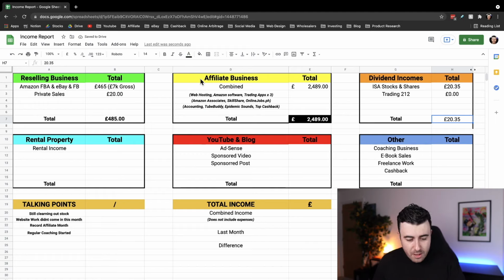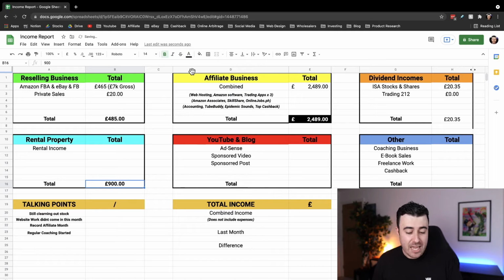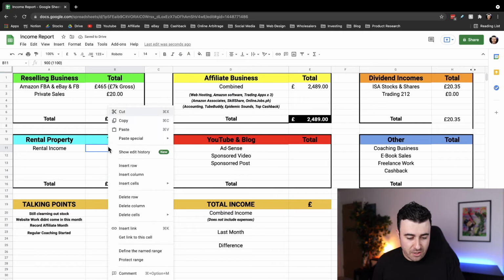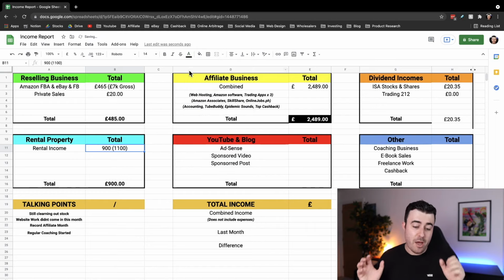So the total for the dividend income is going to be £20.35. Moving down to my rental property, this is very much the same every single month. I always report this unless I have some major repairs that I need to do to my apartment, but touch wood, I haven't had to do that yet. Basically it's £900 that I make. I get a total rental income of £1,100 per month, but when I take off my ground rent and service charge that I pay monthly, it's going to be a total income of £900.